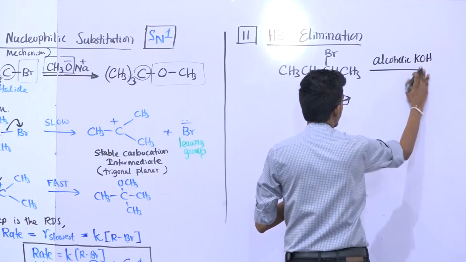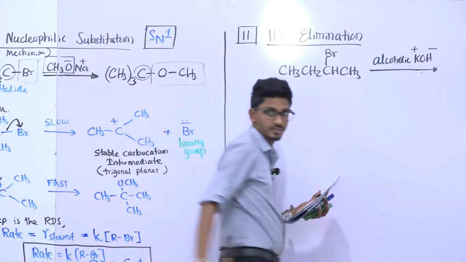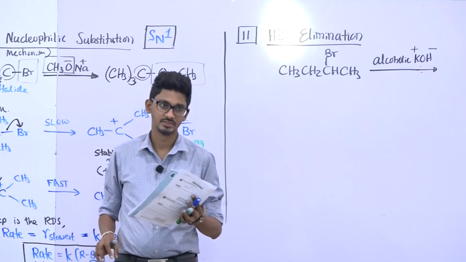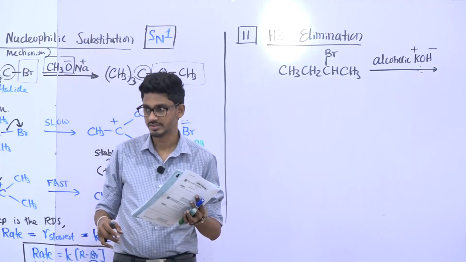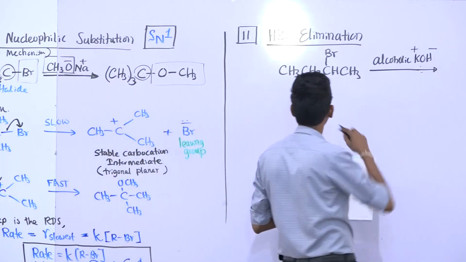Students, understand this as well. What are the particles in alcoholic KOH? K plus and OH minus, right? We have two particles, but we don't write both. Write only the relevant particle, because it's ionic, not KOH. Don't write everything. So what will you write?